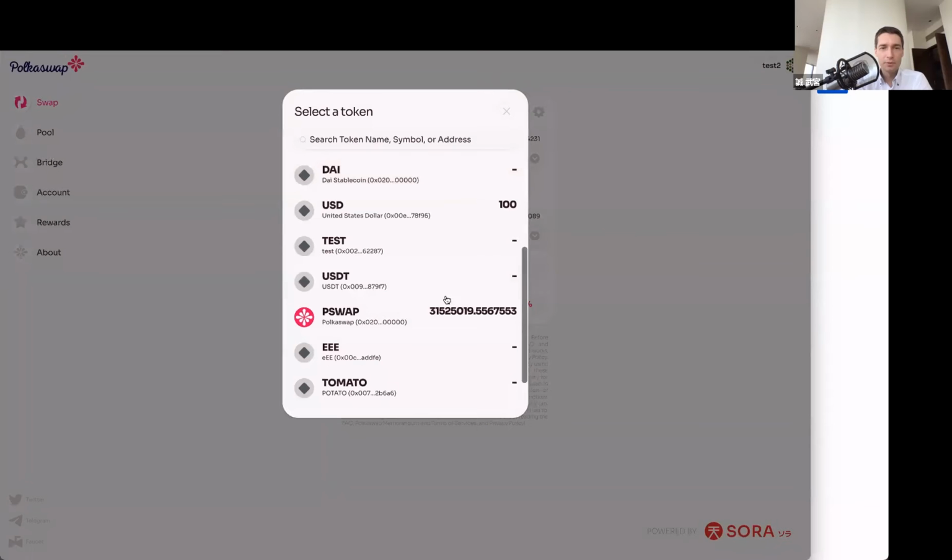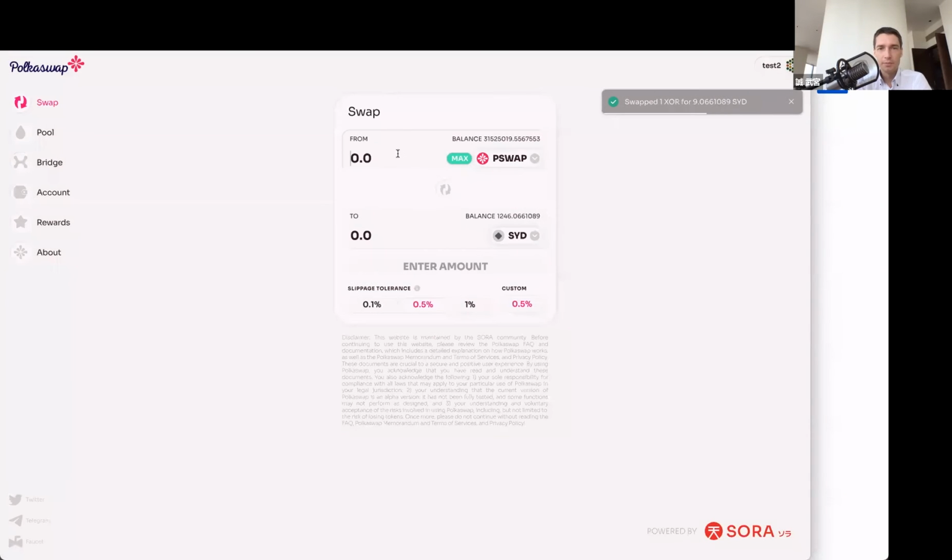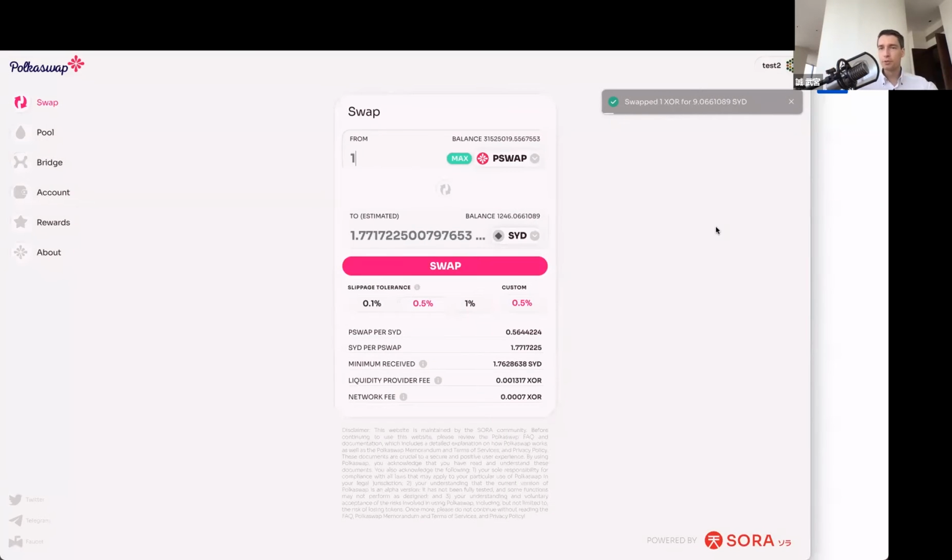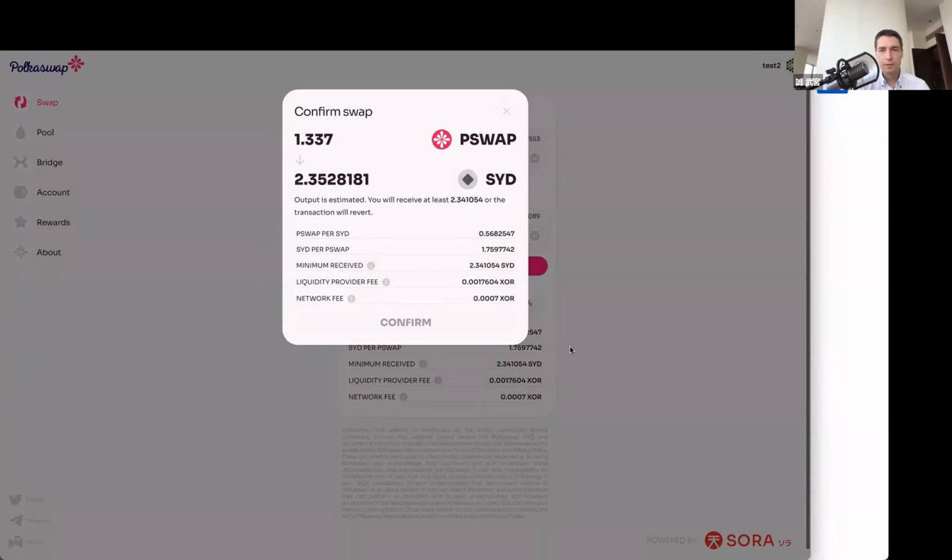So you can also go between PSwap and Sydney coins, because the routing goes through ZOR. So you don't have to go directly to ZOR. You can just type in Sydney, you can do like 1.27 and then swap, and then you can do it. So it's pretty fast, pretty cheap.